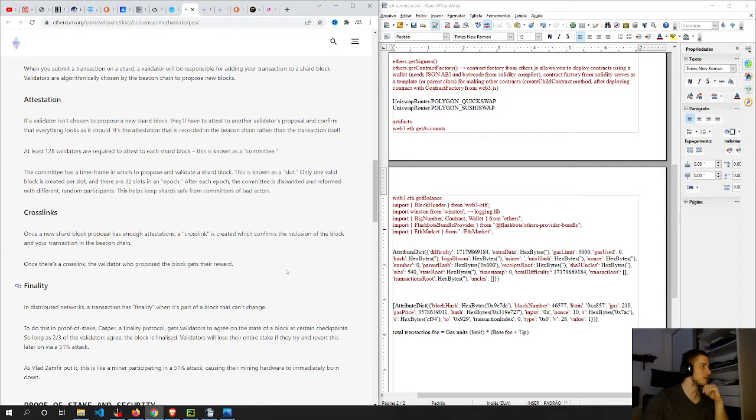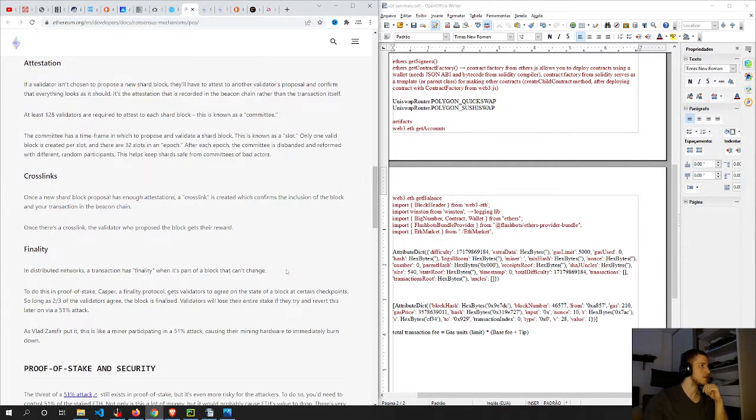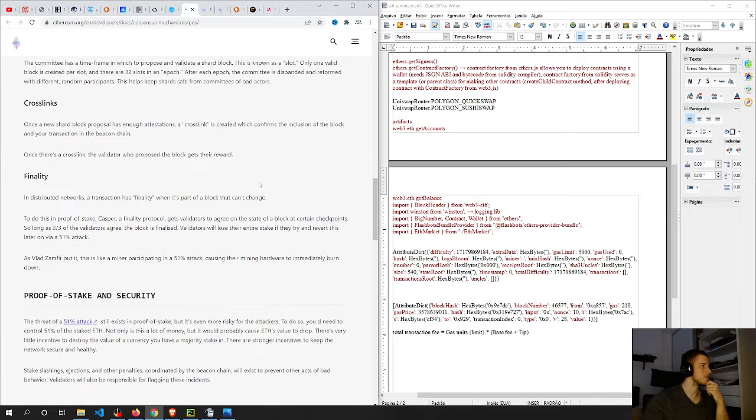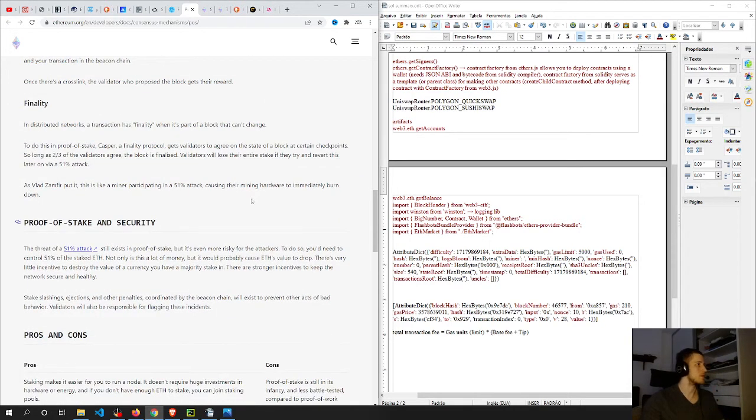Only one valid block is created per slot, and there are 32 slots in an epoch. After each epoch, the committee is disbanded and reformed with different random participants. This helps keep shards safe from committees of bad actors. Once a new shard block proposal has enough attestations, a crosslink is created which confirms the inclusion of the block and your transaction in the beacon chain. Once there's a crosslink, the validators who proposed the block get their reward.